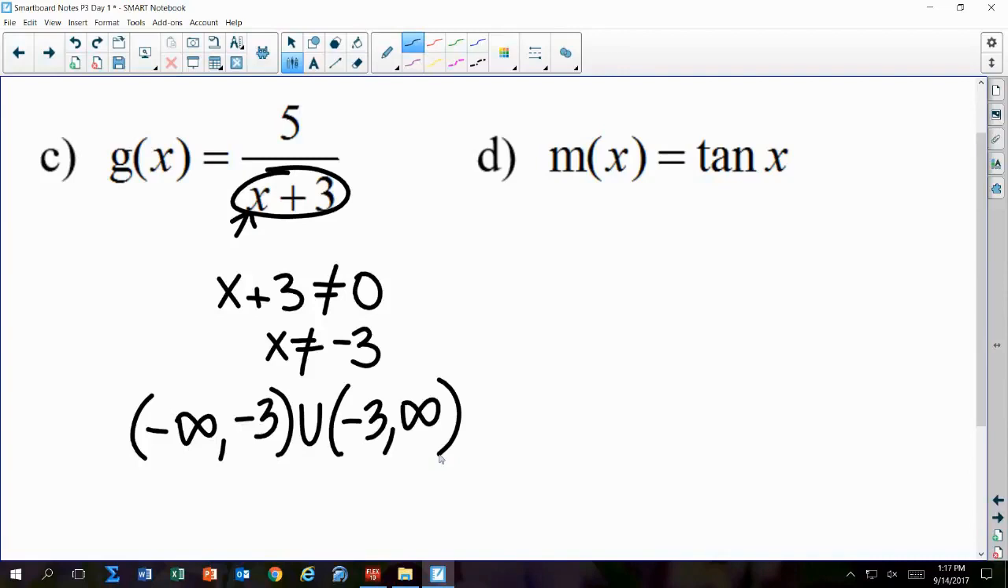Danny, what's the issue here? Trig function. Okay? And not only is it a trig function, but it's one of the ones we listed, right? Tan x was the first trig function that we listed. Let's just think about what the trig function looks like.